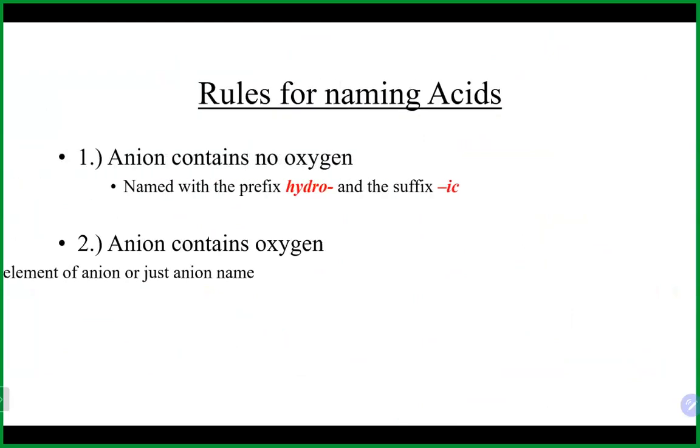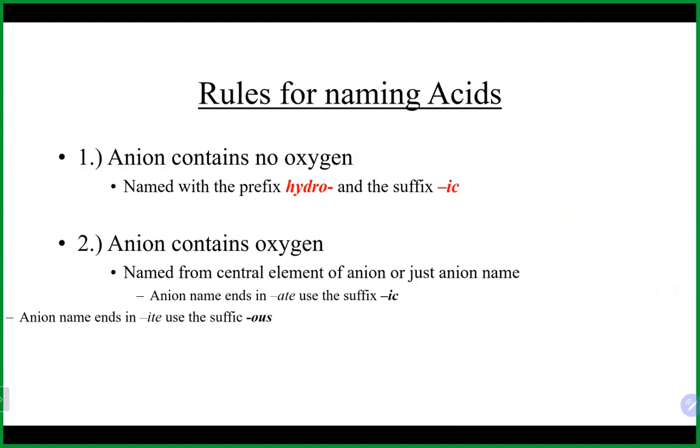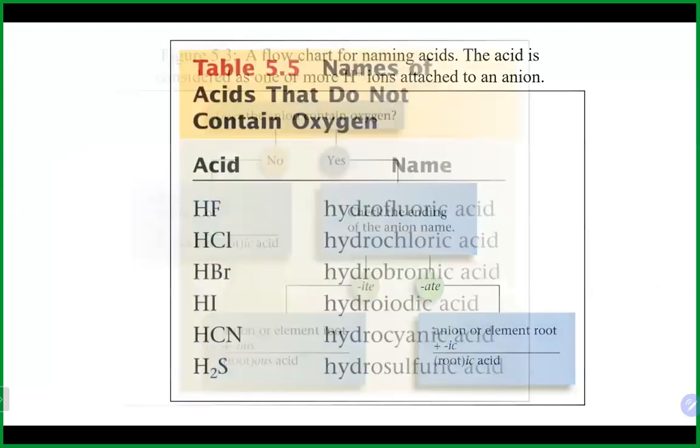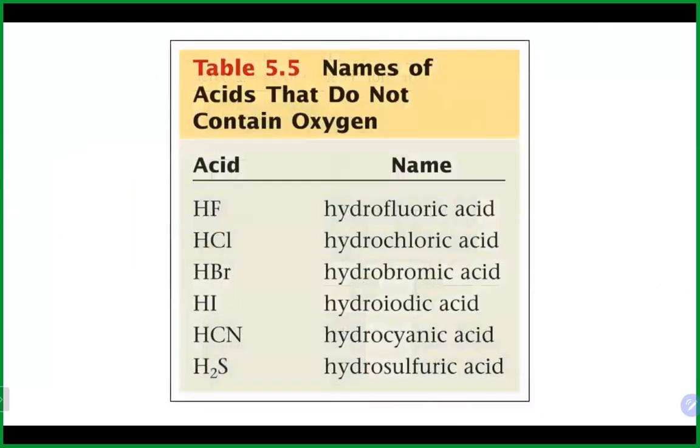All right, so that again is what we just went over. It's ic or ous if it does contain oxygen and a polyatomic ion, and hydro if there is no oxygen involved, ending with ic. There's a table from your book, and all of these do not have oxygen, so you can see they all start with hydro. They all end with ic, and the middle part is based on the negative ion that is present.